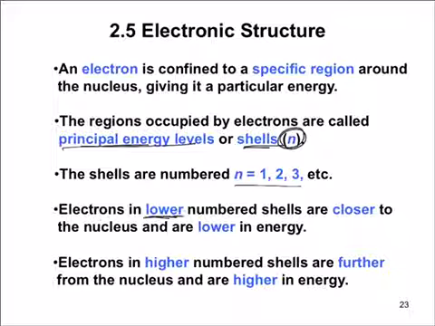The lower the value of N, the closer they are to the nucleus, and the lower in energy they are. Okay, so N equals 1 is the closest you can get to the nucleus, and it's the lowest energy level. Higher energy levels are further from the nucleus and are higher in energy. So an electron confined in shell 3 is going to have more energy and be farther away than an electron confined in shell 1. Okay?